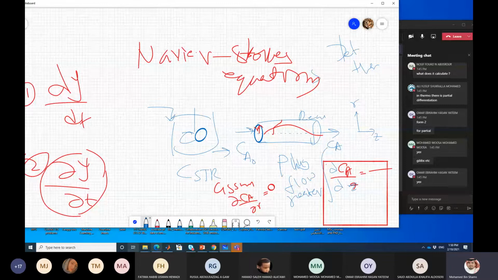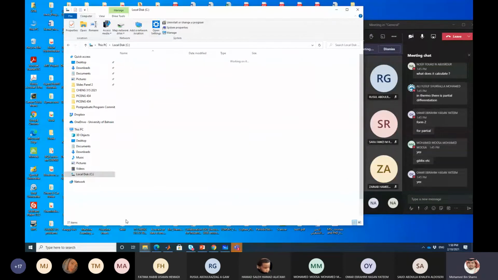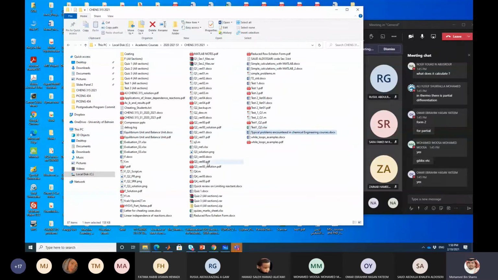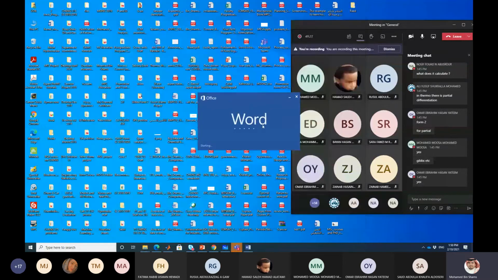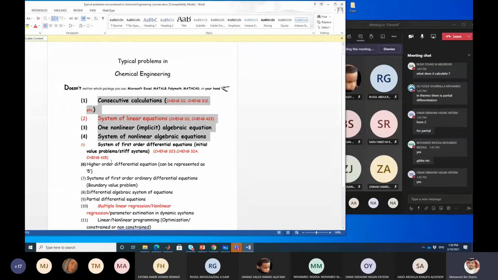So the numbers here, mainly in this course I focus on the first 5, or the first 4, sorry. The first 4, meaning most of the focus is on the first 4. Sometimes I focus on the fifth, but this is very, very rare. By the way, these are very important problems in chemical engineering.